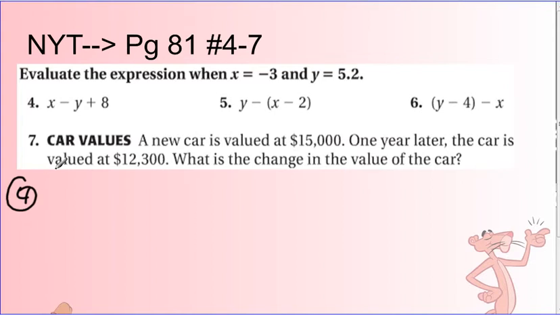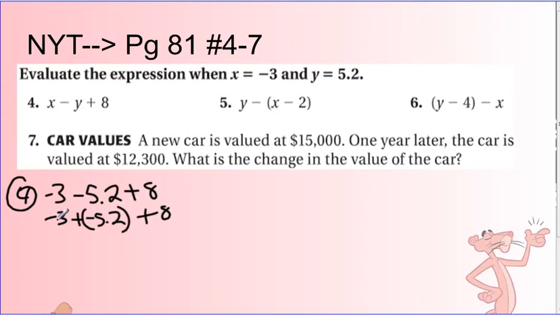Okay, so let's see. Number 4. I'm going to be substituting as I'm writing down. So x is negative 3 minus y is 5.2 plus 8. All right. If you don't know what you have to do to these numbers, like if you don't know if you have to add them or subtract them, use KFC. Negative 3 plus a negative 5.2 plus 8. Oh, those two numbers have the same sign, so you're going to add them together. And negative 3 plus negative 5.2, do the work off the side of your paper if you need to. I don't. It gives you a negative 8.2.